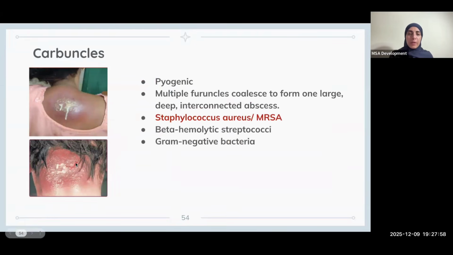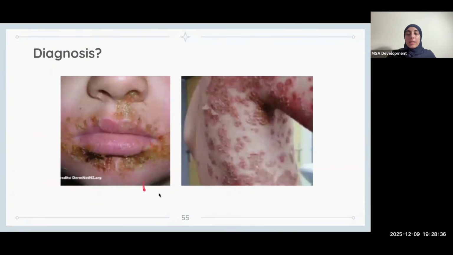And it's very inflamed. It's usually found in the nape of the neck or the upper shoulder and upper back, this area, just like the pictures. And again, the organism, Staph aureus, MRSA, because it's closely related to the previous two, but you do have some other organisms as well, beta hemolytic strep and gram-negative bacteria. But just remember Staph aureus. It's very important for you to remember Staph aureus. So far, we said folliculitis, furuncle, and carbuncles are all associated with Staph aureus. Okay? All right, next diagnosis.